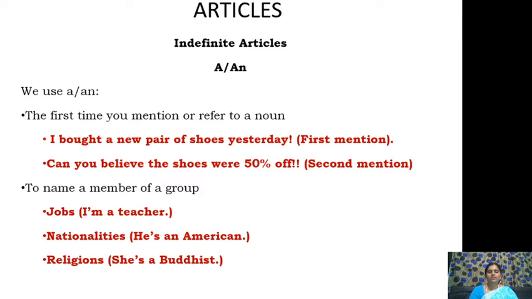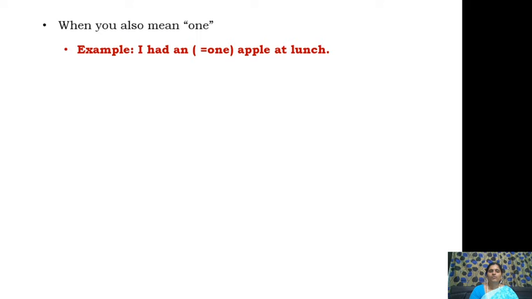Religions. She's a Buddhist. When you are referring to religions, of course, we use a or an before the name of the religion. So this is one thing we have to remember. For the first time, if you are referring to a noun in a context, we use a or an. And if you are referring to a member of a group, then we can use a or an before that. Now, you also use a when you mean one, that means single.